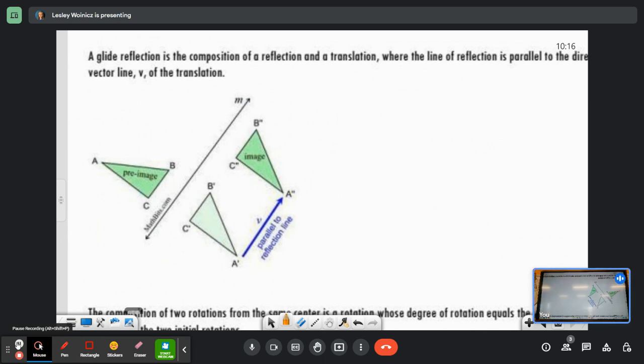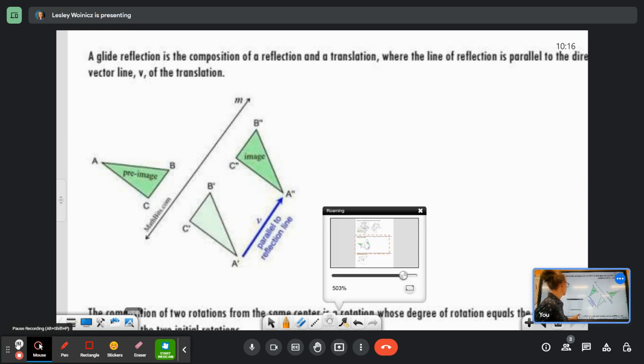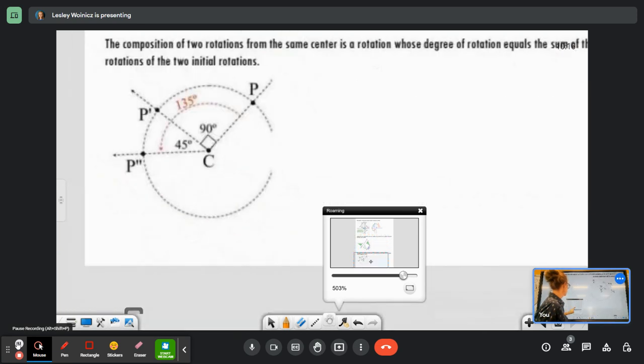Okay, a glide reflection is the composition of a reflection and a translation where the line of reflection is parallel to the direction of the vector v for the translation. That's the one we had at the very beginning. So you can see that the vector is parallel to the line of reflection M. All right, I don't have much to say about that one.